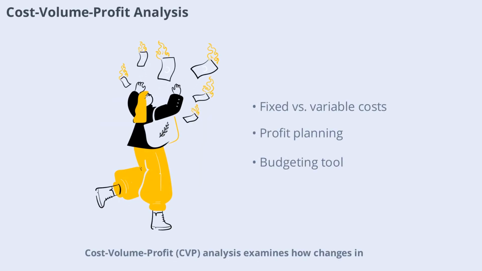Cost volume profit (CVP) analysis examines how changes in costs and volume affect a company's operating profit. By analyzing the relationships between fixed costs, variable costs, sales price, and output, businesses can make better pricing and production decisions. CVP analysis is a key tool for budgeting and forecasting.